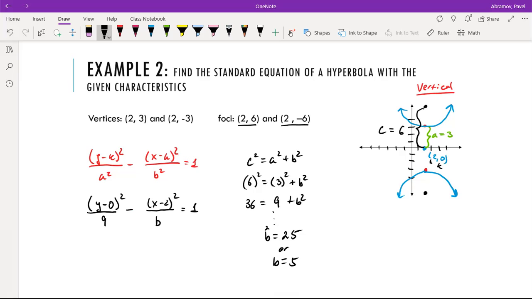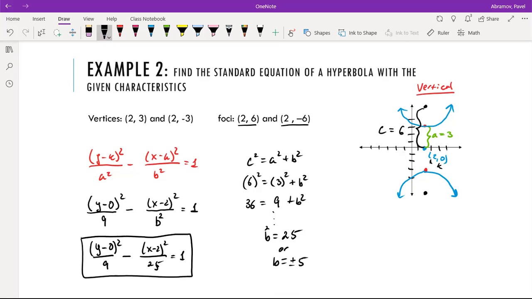That's really up to you. Technically, it should be plus or minus 5. Remember, if you take a square root of something, you get both positive and negative answers. But b squared is what we needed. So I forgot to put the square there. So we can rewrite our equation: (y minus 0) squared over 9 minus (x minus 2) squared over 25 equals 1. So this is the equation of the hyperbola with those parts.